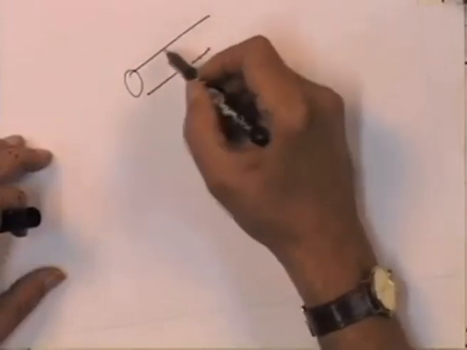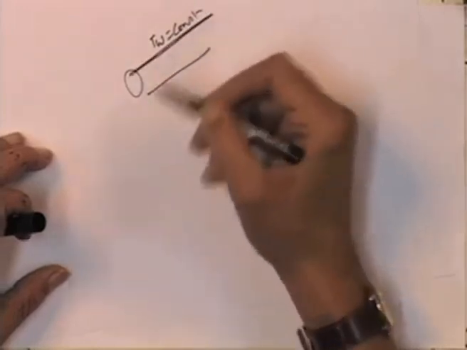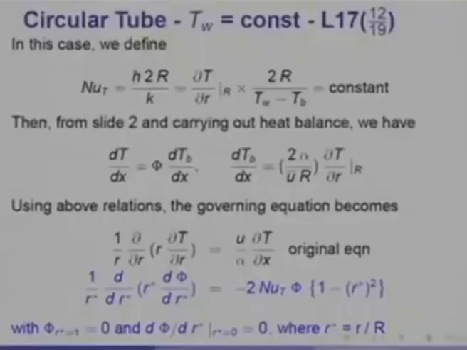I turn my attention to circular tube heat transfer, in which T_W is constant, actually constant, and the flow is fully developed. So you can say that in this particular case Nu_T, meaning T wall is constant, will be h 2R divided by k, and that would be equal to dT/dr at R into 2R divided by T wall minus T bulk, and that should be a constant, because h itself is constant. The fact that it is fully developed means h is constant, and therefore the Nusselt number is a constant.